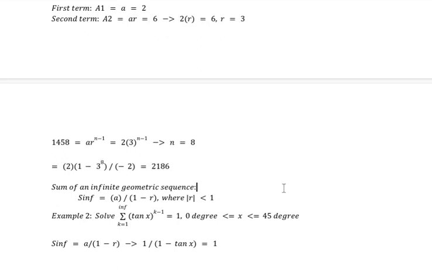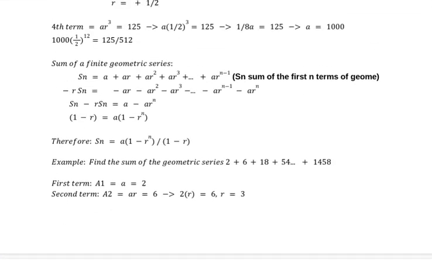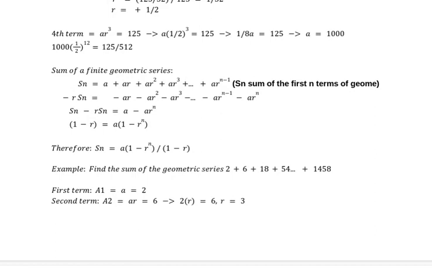Now let's do some practice problems. The first practice problem is to find the sum of the geometric sequence 2 plus 6 plus 18 plus 54 plus up to 1458. So we assume that a is the first term, which in this case is 2. So a is equal to 2. The second term has a value of ar. Since we know a is equal to 2, r must be equal to 6 divided by 2, so r must be equal to 3.